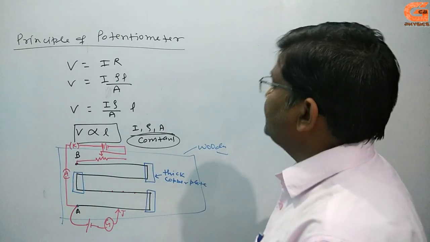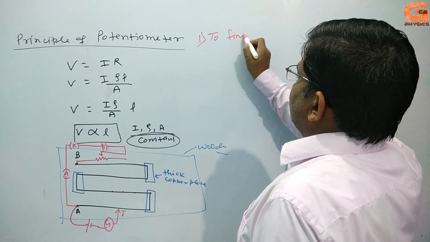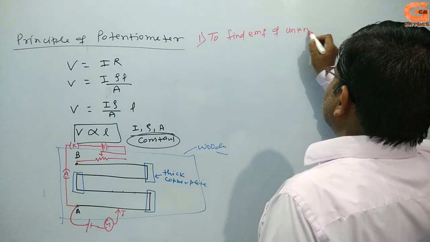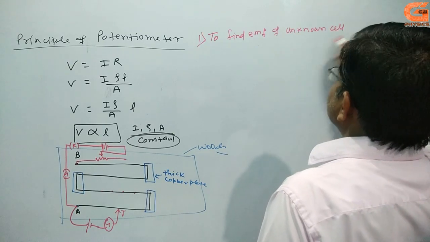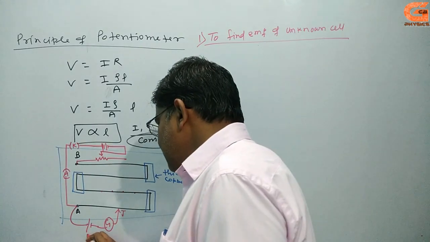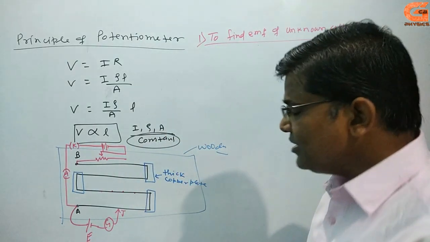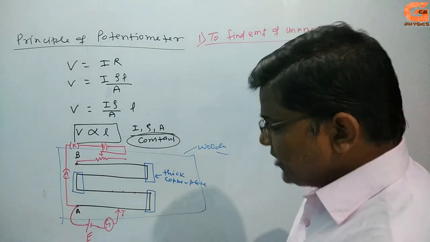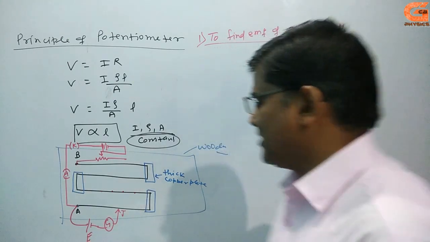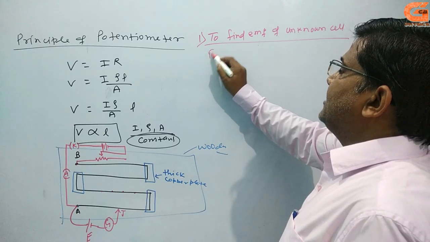Then what is the use of this potentiometer? The first use is to find the EMF of an unknown cell. This is the same arrangement. This is the unknown potential E, and we want to find this unknown potential E.